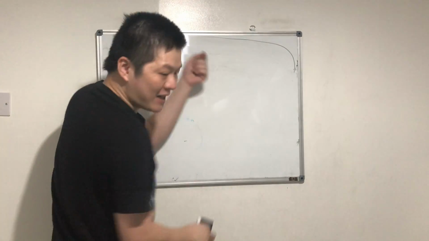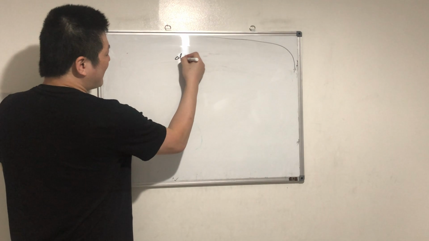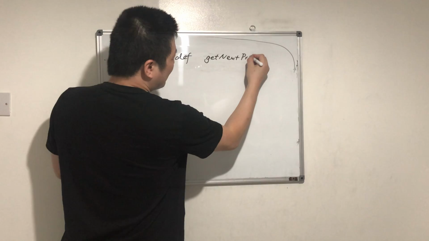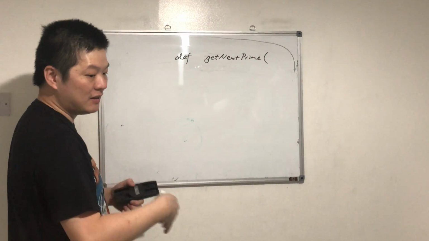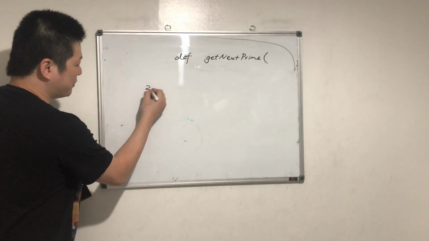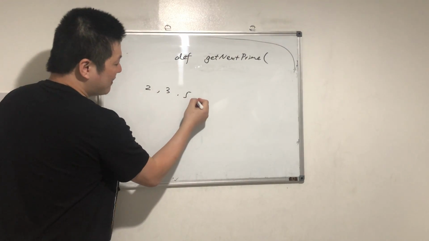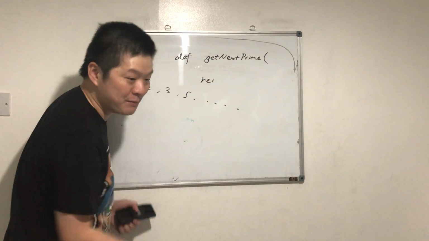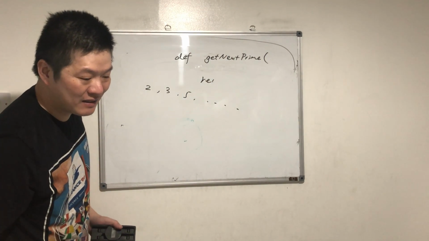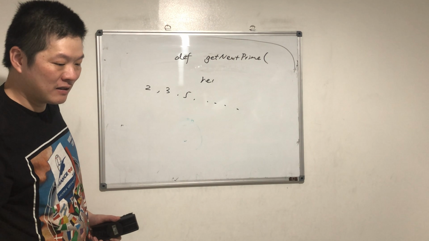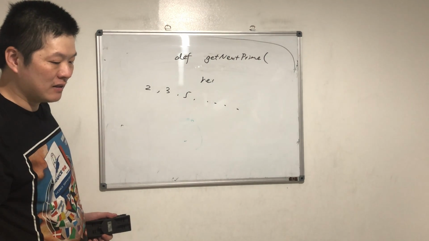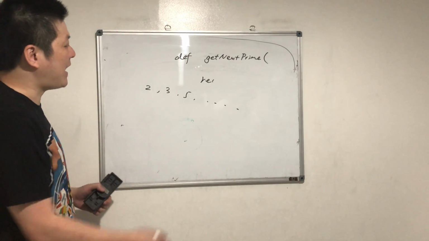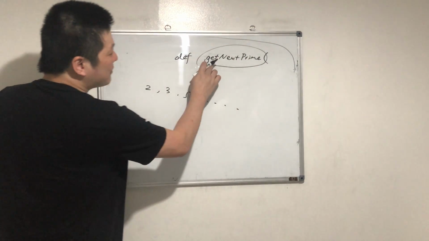I want to talk about it because it's unlimited. So if I have a function like define get next prime, what does that mean? Give me the next prime number. If it's 2, the next one will be 3, 5, right? Because it's unlimited, the list is always unlimited. You can't return a list of unlimited size, right?